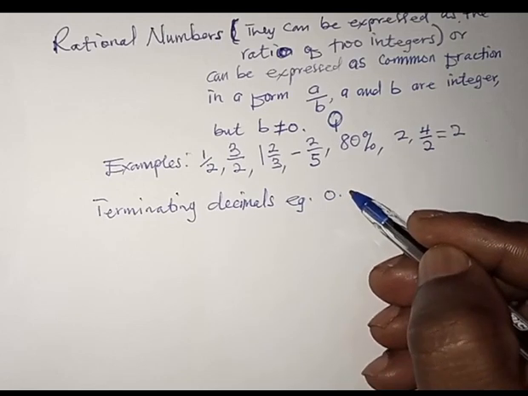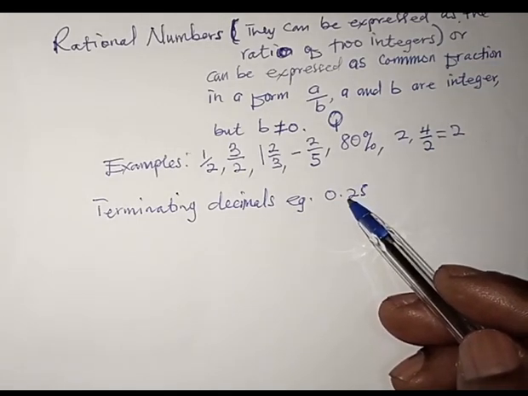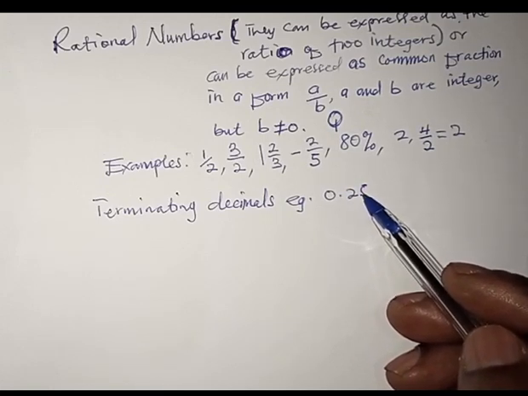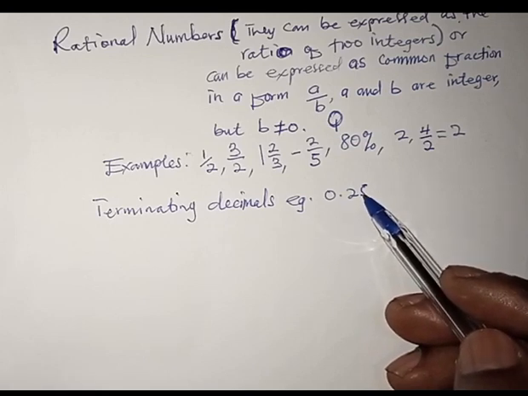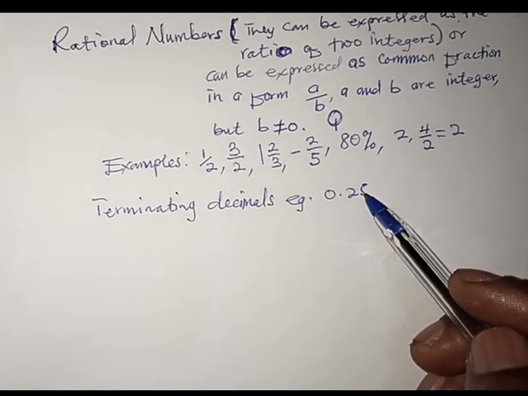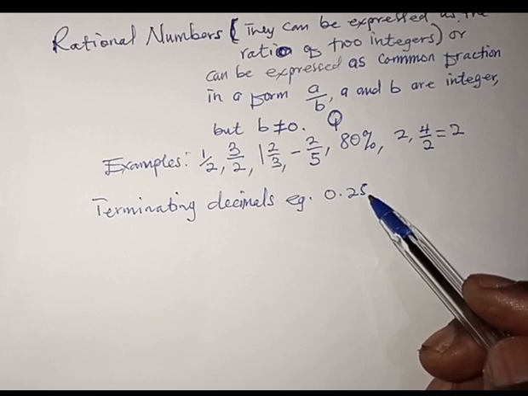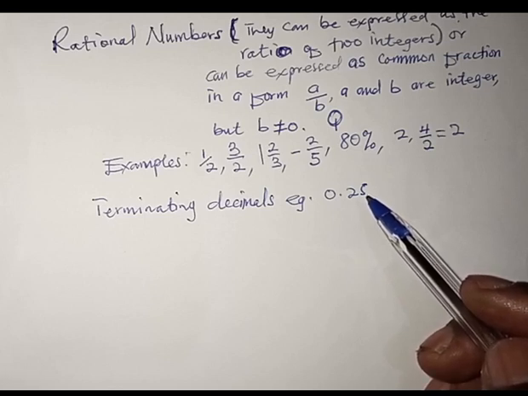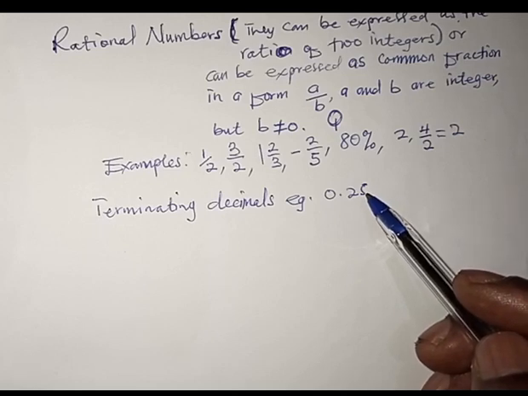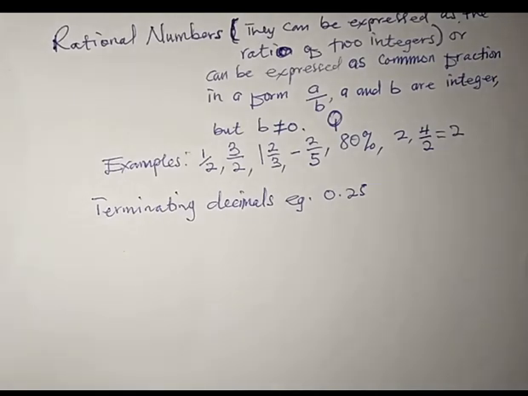If I write 2.25, this is a terminating decimal, because after the decimal point I have 25. The last number ends at 5, so there is no number after 5. So this is a terminating decimal: a decimal that ends. After the decimal point, we can see the last number. That's what a terminating decimal is.